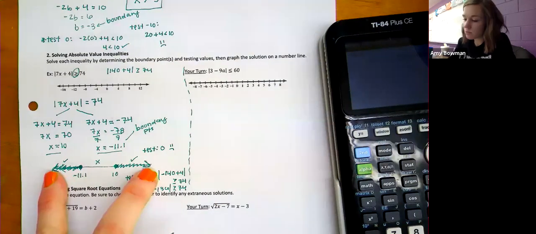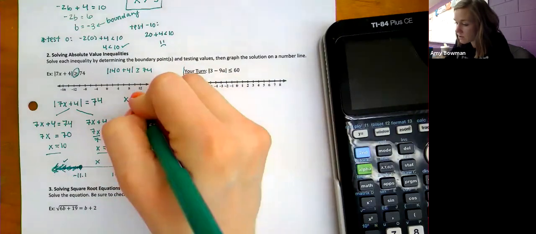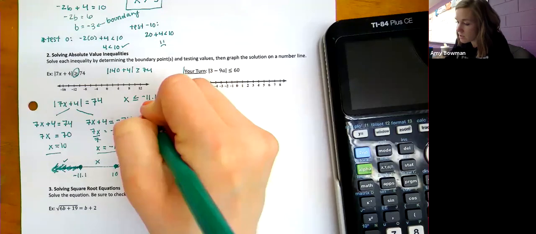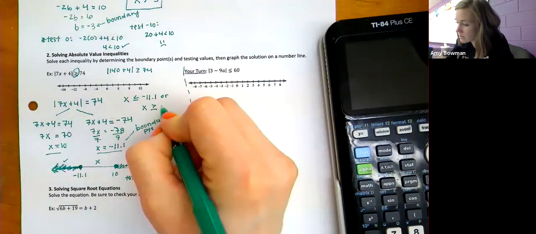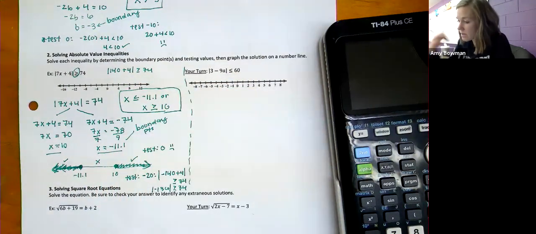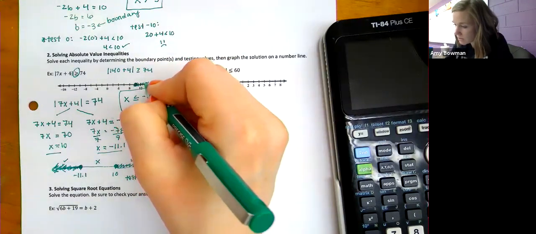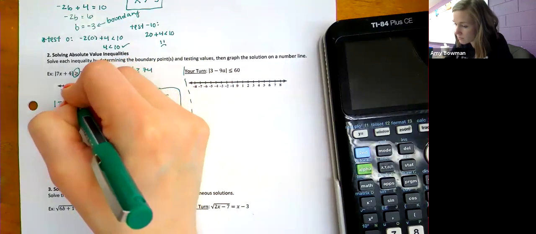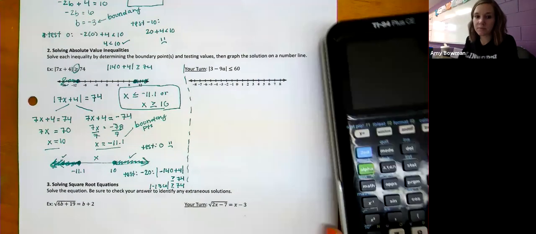So how do I write that algebraically? X is less than or equal to negative 11.1, or X is greater than or equal to 10. So that is my solution. Algebraically, that's how I write it. Graphing it on the number line, I kind of already did. Negative 11, that's negative 10, so maybe right here. So on the number line, that's my solution.